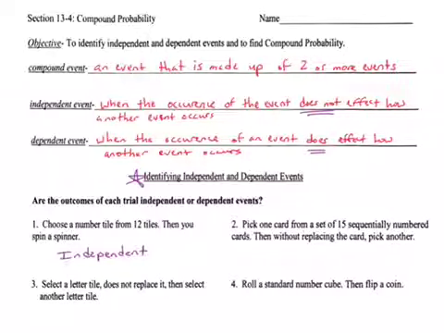Question 2, pick one card from a set of 15 sequentially numbered cards. Then without replacing the card, pick another. Well, in this case, these are dependent events. The first card you pull changes the probability of the type of card you'll choose the second time because you do not replace it. You're actually decreasing the number of cards to choose from.